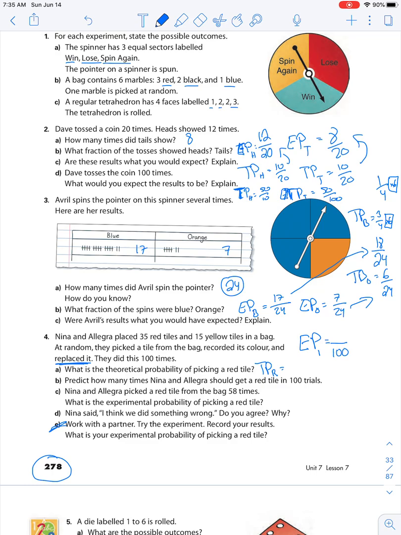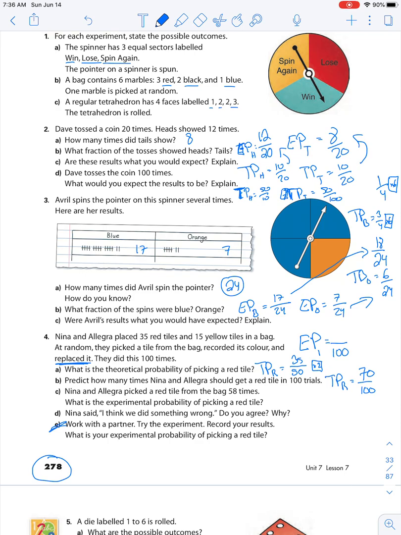So for each color, they're asking us first of all the theoretical probability of red. So let's see. They have 50 in total, and there were 35 red. So 35 out of 50. Okay, predict how many times Nina and Algeria should get the red tile out of 100. So in theoretical probability of red, if we had 100, we're just doing fractions, right? So multiply by 2, so it should be 70.